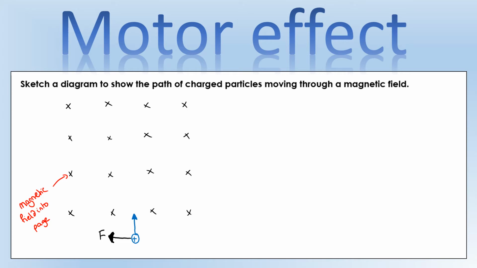So you'll notice that that's perpendicular to the velocity. So the effect that's going to have is it's going to change the direction, but it's not going to change the speed of your charged particle. Okay, so that's our positively charged particle.